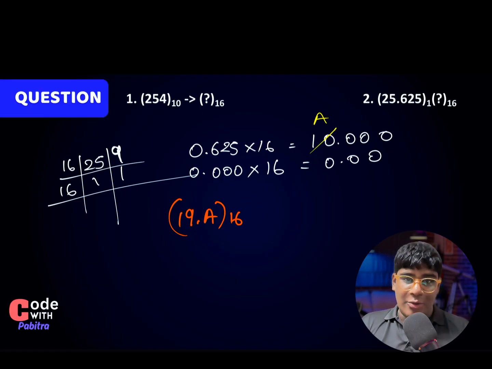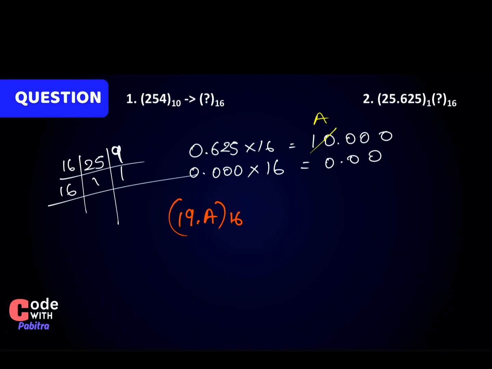So hexadecimal numbers provide a compact and human-readable representation of binary data, making them extremely important in computer science and programming. Hope you understood how to convert decimal into hexadecimal. Let's move forward to our next lecture.